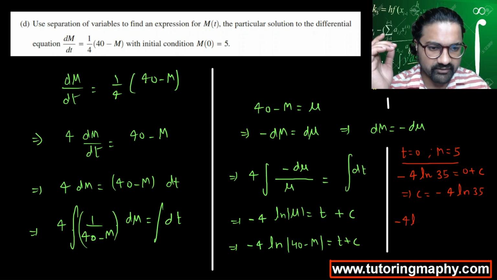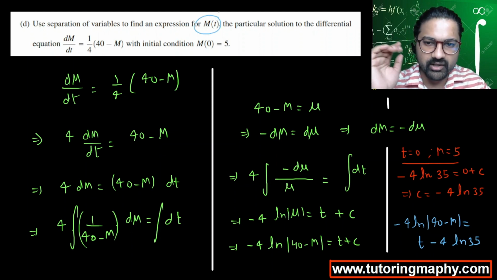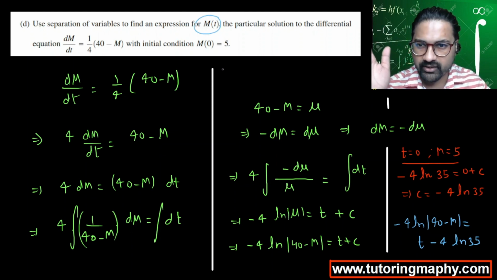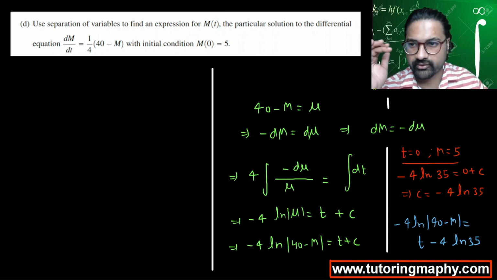So that's going to look like negative 4 ln 40 minus m is equal to t minus 4 ln 35, but do not leave the answer like this because they need the expression of m of t. So they want you to isolate m entirely. So I'm going to erase this part over here. I hope you have written this down if you were writing anything.